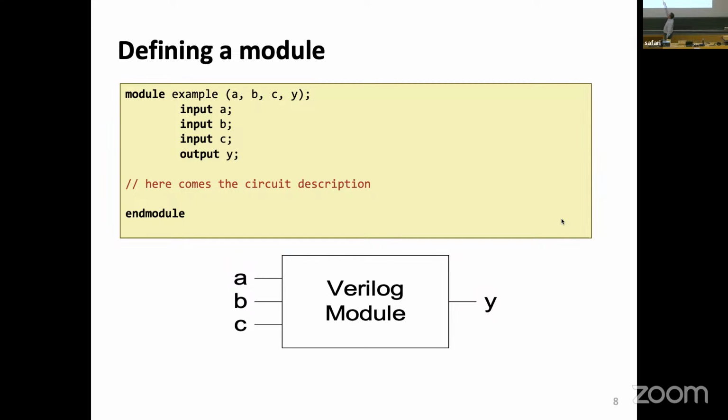And later we say, you know what? A, B, and C are inputs. We are still not discussing what the types are. They seem to be 1 bit. And the output is Y. And somewhere here in that description, we are going to have the rest of the circuit description.